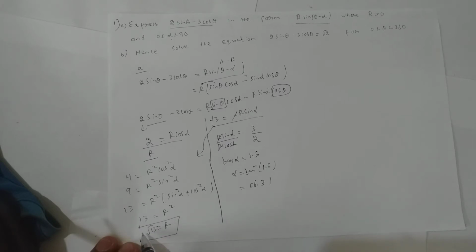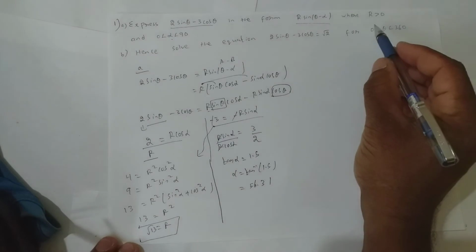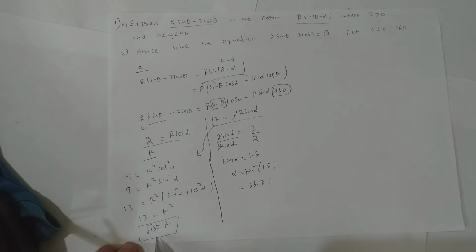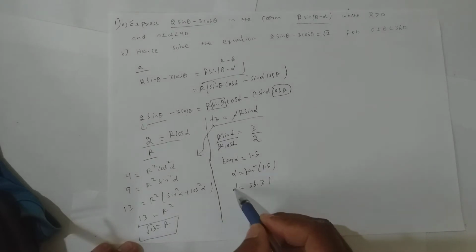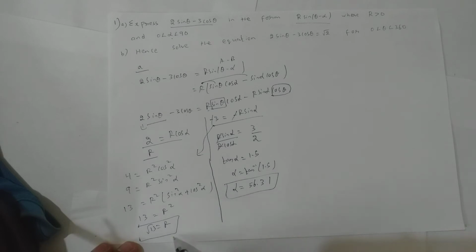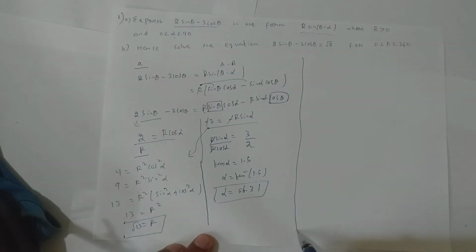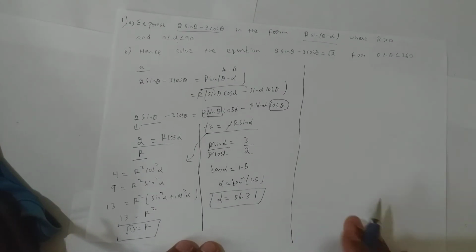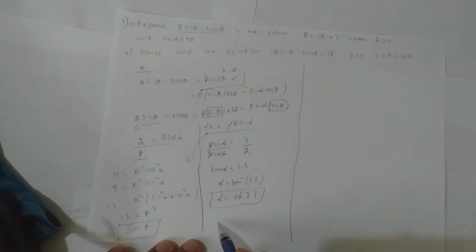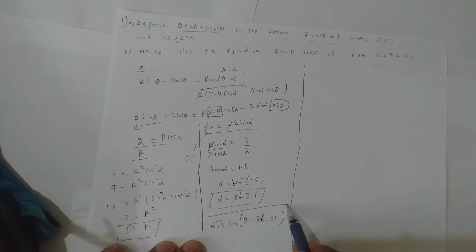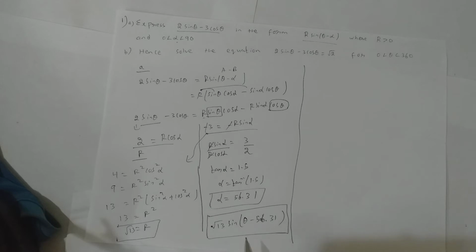I get plus or minus here, but in the question it's given that r is greater than 0, so I don't consider the negative sign; it's only positive root 13. Am I clear? I got both alpha and r. This method you should follow, no other alternative. This is the best method. Clear? Now, the final step we need to write: r is root 13 and sin(theta minus alpha) means sin(theta minus 56.31). That is the final answer. Am I clear?